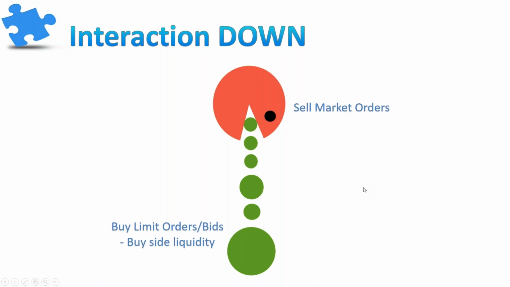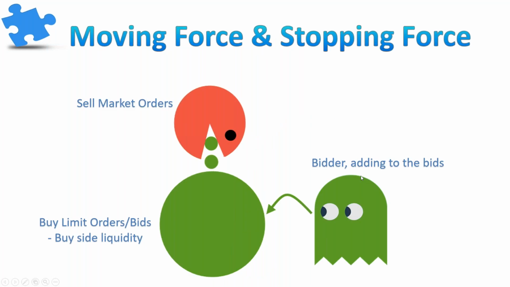Okay, makes sense? I know it's a bit simplistic, but as we progress, you'll see why I'm trying to keep it so simple. So we've got strong and weak forces. Strong is the market orders, weak is the limit orders. And we can also consider them to be moving forces and stopping forces. So a moving force, the movement in the market comes from market orders. So like our Pac-Man here, they move through limit orders, consuming them as they go. If there's no market orders, there is no movement, right? There can be no movement without market orders, right?